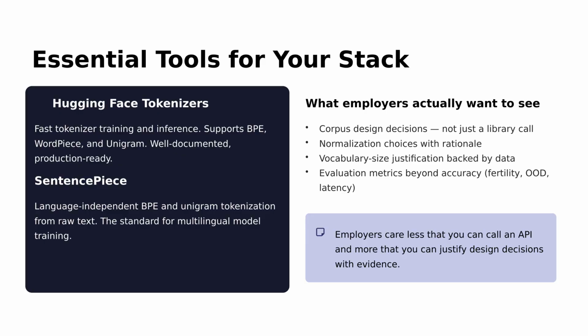Hugging Face is great for fast training and inference, with support for BPE, WordPiece, and Unigram. SentencePiece is the go-to for language-independent tokenization, especially in multilingual settings. But what employers really want is judgment: how you designed the corpus, why you chose specific normalization and vocabulary size, and how you evaluated trade-offs like fertility, out-of-domain performance, and latency.